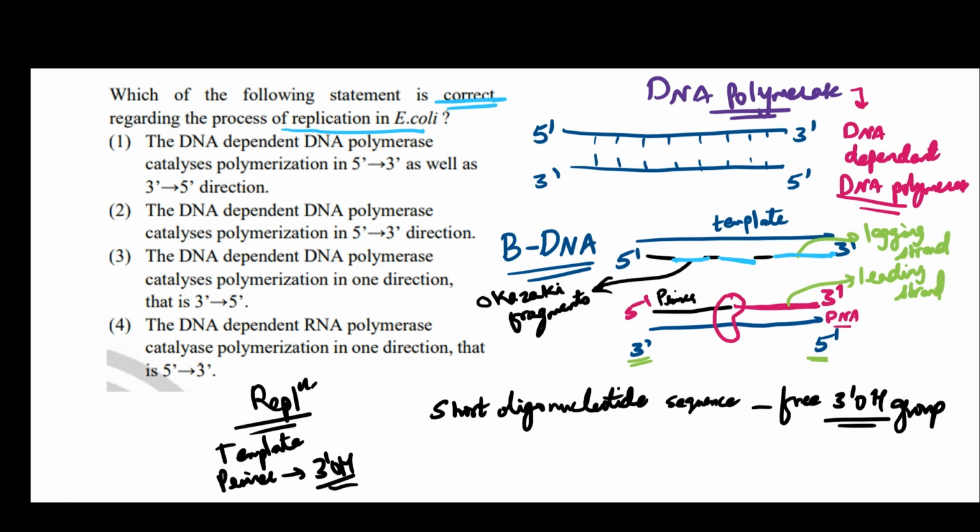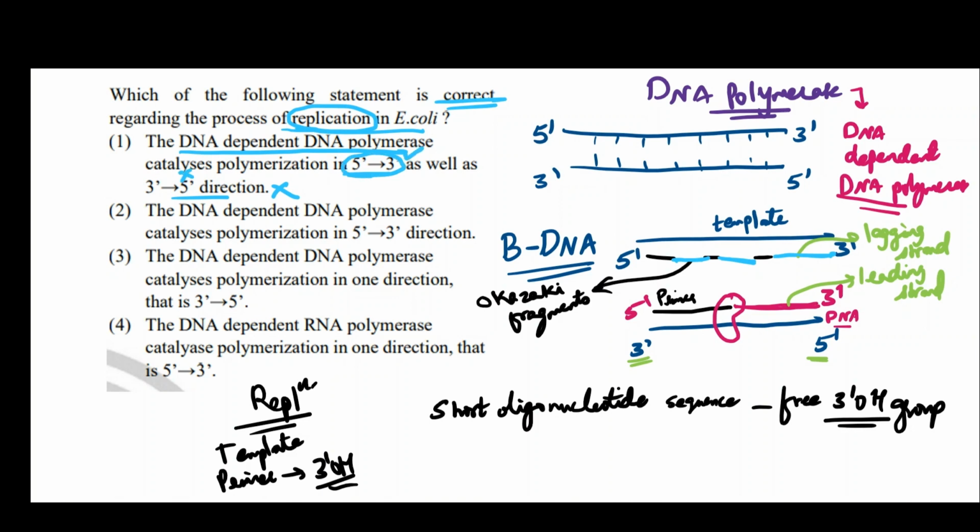Now let us read the question. Which of the following statement is correct regarding the process of replication? They are asking for replication in E. coli. The DNA dependent DNA polymerase, correct. Catalyzes polymerization 5' to 3' as well as 3' to 5'? No, only in 5' to 3' direction, not in 3' to 5'.